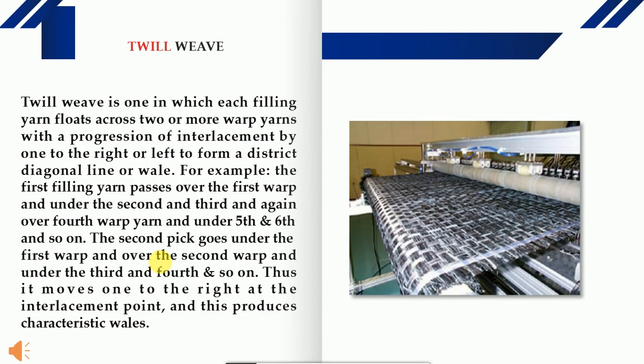Twill weave is one in which each filling yarn floats across two or more warp yarns with a progression of interlacement by one to the right or left to form a distinct diagonal line or wale. For example, the first filling yarn passes over the first warp and under the second and third, and again over the fourth warp yarn and under the fifth and sixth, and so on. The second pick goes under the first warp and over the second warp and under the third and fourth, and so on. Thus it moves one to the right at the interlacement point, and this produces characteristic wales.